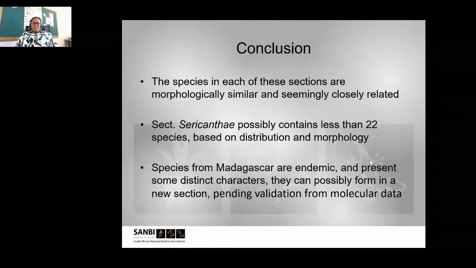Species from Madagascar are endemic, and they present some distinct characters. For example, they are the only species that has trees that grow up to 30 meters tall, and they are the only group also that has leaflet pairs that range up to 25 pairs, and therefore they can possibly form a new section. However, this is pending on the results of the molecular data, which I'm currently busy working on.